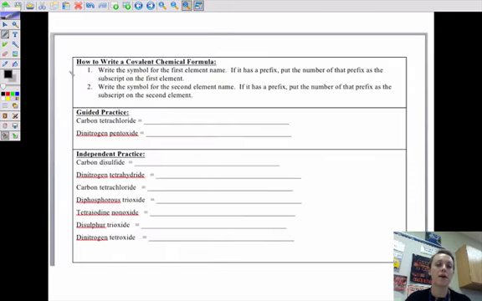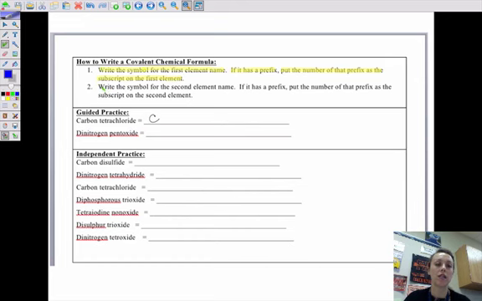Now that you know how to name them, writing the covalent chemical formula is actually far simpler. So what we're going to do is first write the symbol for the first element name. And if it has a prefix, we'll put the number of that prefix as the subscript of the first element. So down here I have carbon tetrachloride. Now the first element is carbon and I don't see any prefix before it. So that means I only have one. So I'm just going to write C, and I don't need a subscript because I only have one of them.